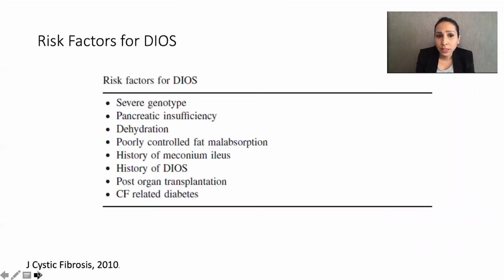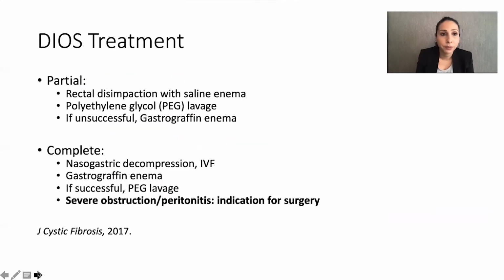Risk factors for DIOS include a severe CFTR genotype, pancreatic insufficiency, dehydration, poorly controlled fat malabsorption, history of meconium ileus and DIOS previously, post-organ transplant, as well as CF-related diabetes.